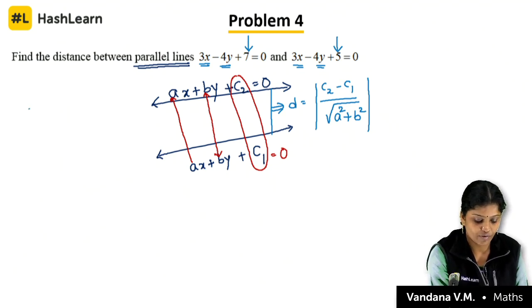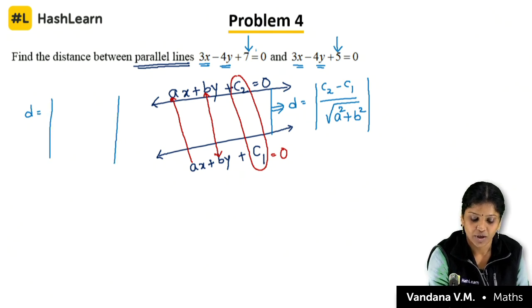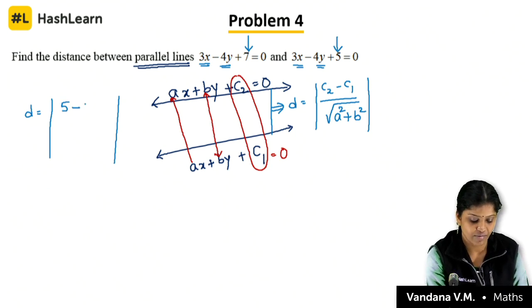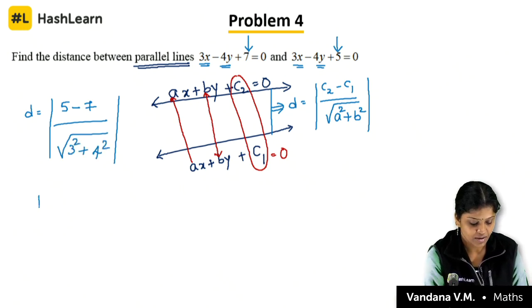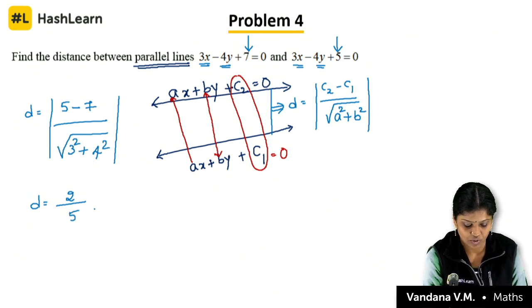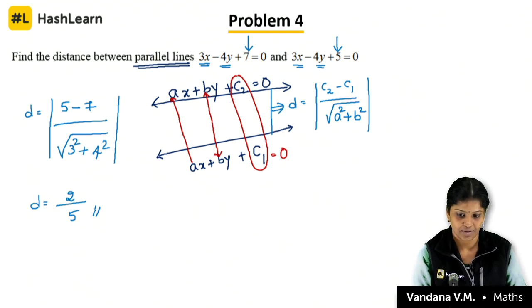Now, how to find out the distance? D is equal to modulus of C2. So, you take 5 as C2 because it is in the second line. C1 is 7 by root of a square, 3 square plus 4 square. So, D is equal to 2 by 9 plus 16, I will get root 25. This is 5, 2 by 5 units. Clear, children? Next one.